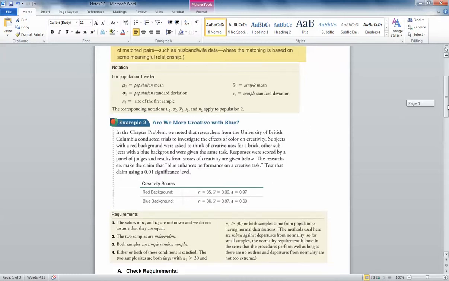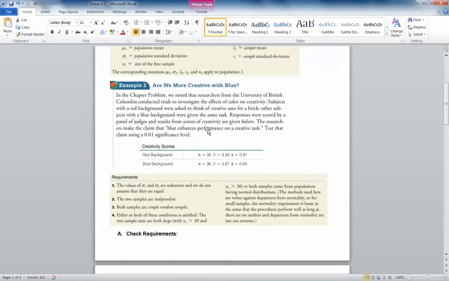So let's look at an example. The question is, are we more creative with blue? In the chapter problem, we noted that researchers from the University of British Columbia conducted trials to investigate the effects of color on creativity. Subjects with a red background were asked to think of creative uses for a brick. Other subjects with a blue background were given the same task. Responses were scored by a panel of judges, and results from scores of creativity are given below. The researchers make the claim that blue enhances performance on a creative task. Test that claim using a 0.01 significance level.